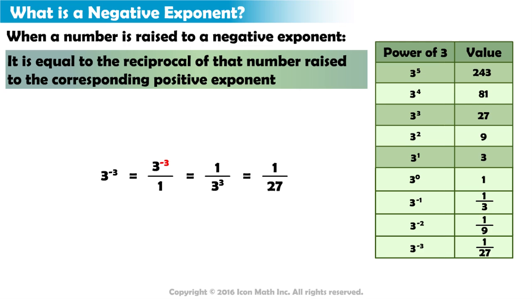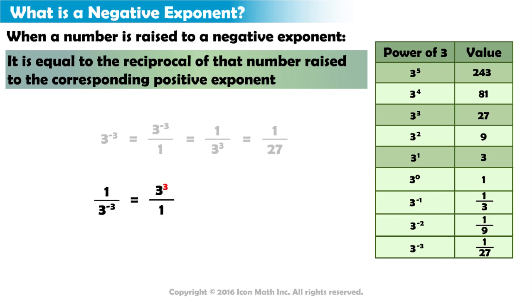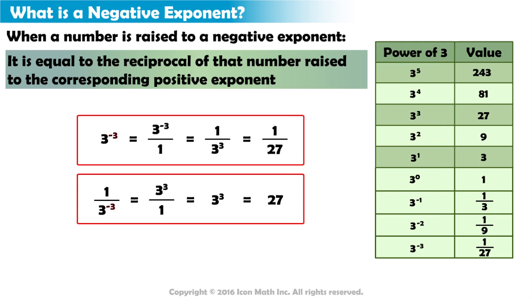Essentially, when a negative exponent is in the numerator, we can move it to the denominator and it becomes positive. Or vice versa. When a negative exponent is in the denominator, we can move it to the numerator and it becomes positive. It is important to note that in both cases, the negative exponents do not make the value of the expression negative.